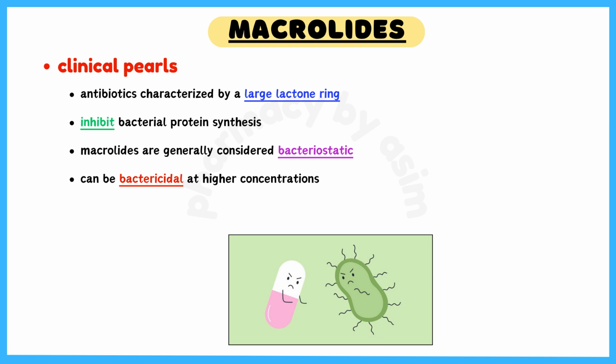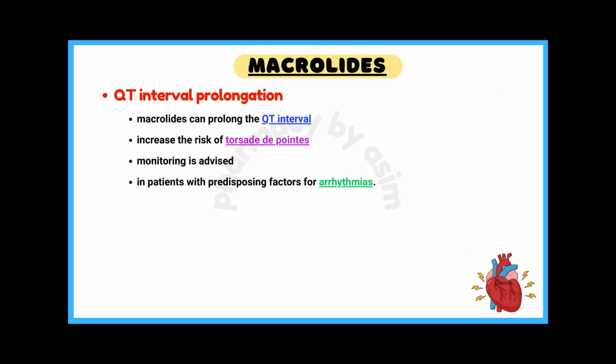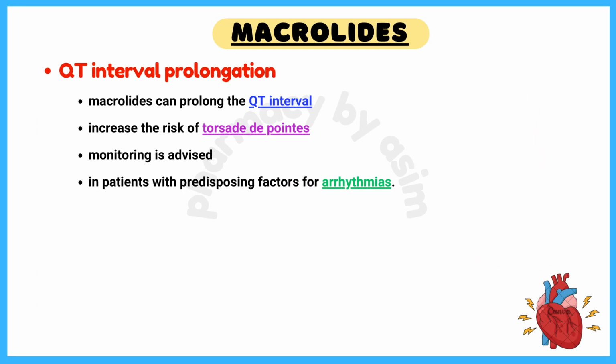So, let's get started. QT interval prolongation. Macrolides, particularly erythromycin and clarithromycin, can prolong the QT interval and increase the risk of torsade de pointes. So monitoring is advised, especially in patients with predisposing factors for arrhythmias.